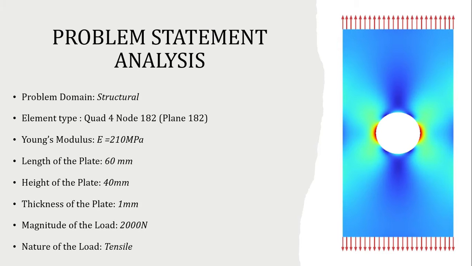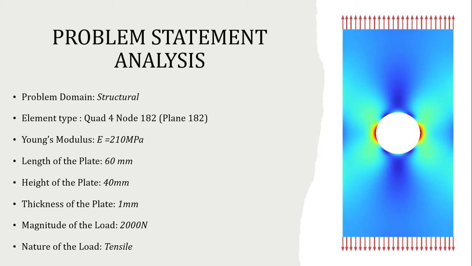Taking inputs from the problem statement, the domain of the problem is structural because this is a mechanical member which is subjected to mechanical forces. And the element type that we shall consider to model and do the analysis using ANSYS APDL is Quad 4 node 182, simply called the PLANE182 element.